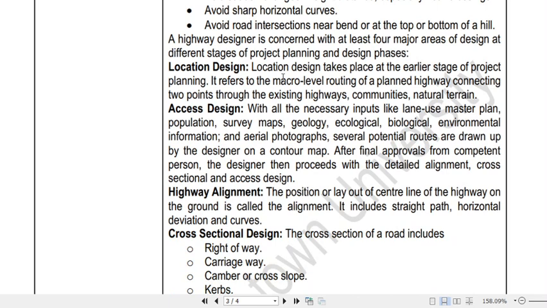Then location design takes place at an early stage of project planning. It refers to the macro level routing of a planned highway connecting two points through the existing highways, communities and natural terrain. So location design, in simple words, means through which areas your highway should be passing. Basically a highway is constructed to make different places accessible. Location design is based on the different characteristics of that area. You need to connect all these localities.